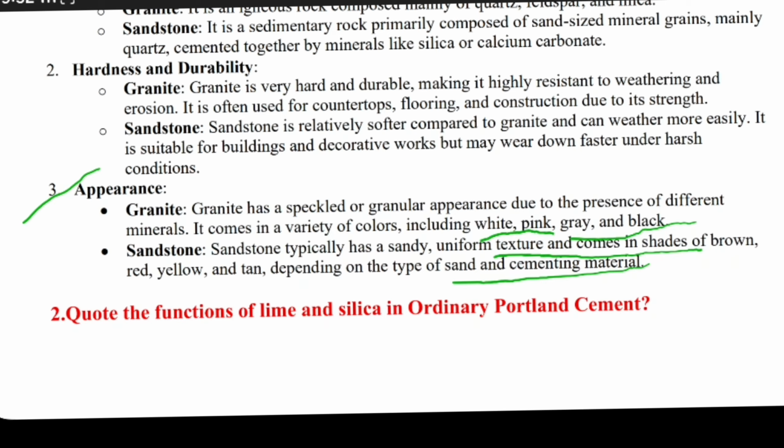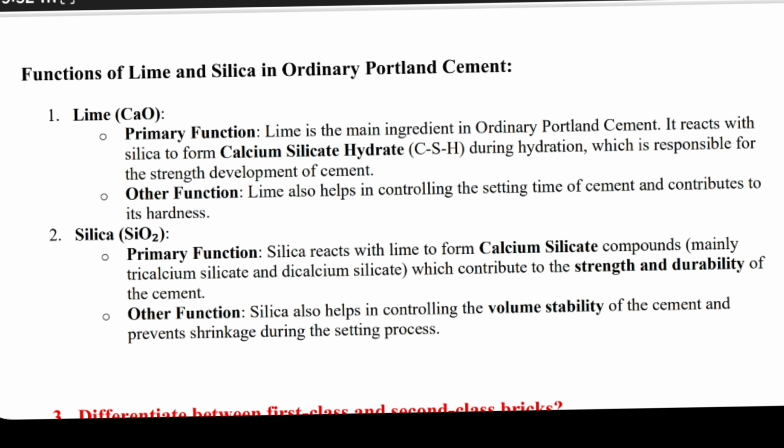The next question: the function of lime and silica in ordinary Portland cement. What is the function of these which will be present in ordinary Portland cement? So, coming to the lime function, you can write the chemical formula CaO. What is the primary function of the lime present in ordinary Portland cement? It is a very important ingredient.